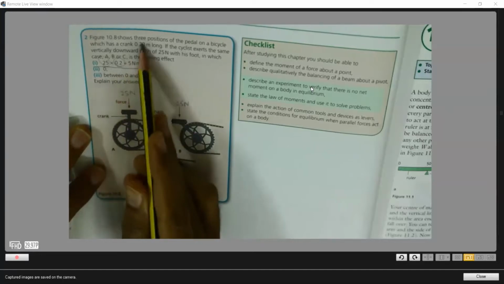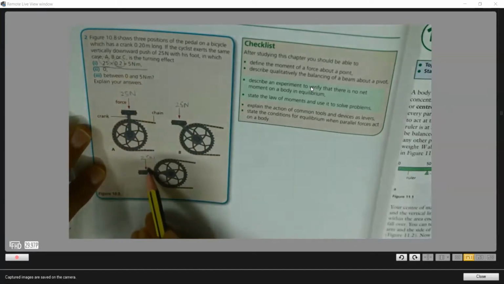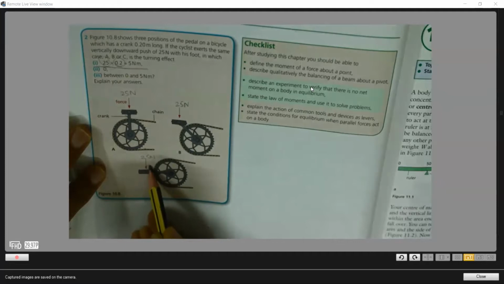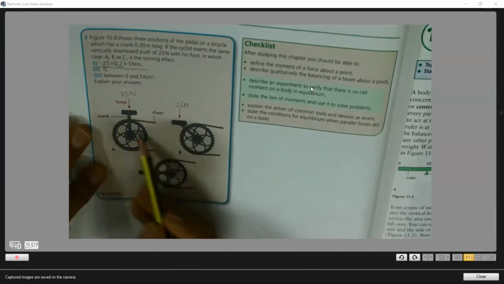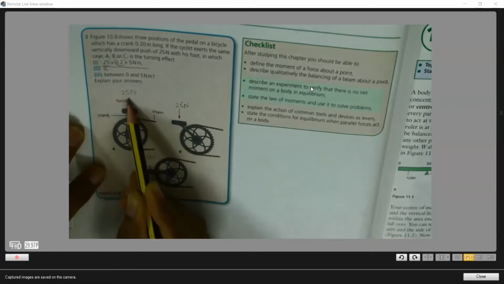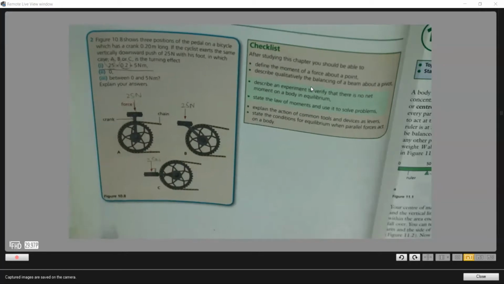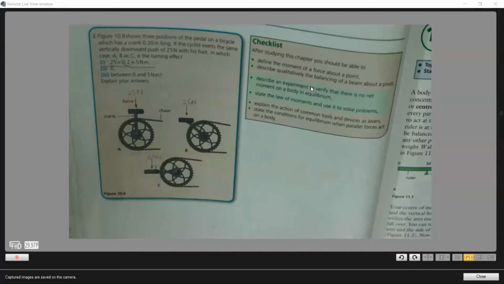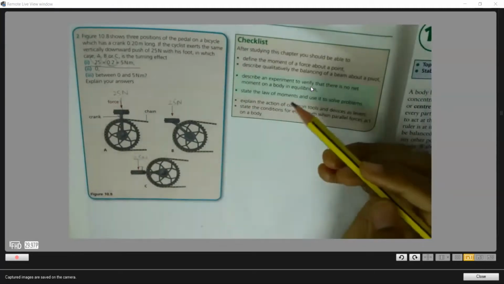0.2 meters, which is the length of the crank, which is only true in this picture. Why isn't it true in this picture? Let's see. This is the pivot, and the line of action is this. Oh, where's my ruler? Okay, can't find it.